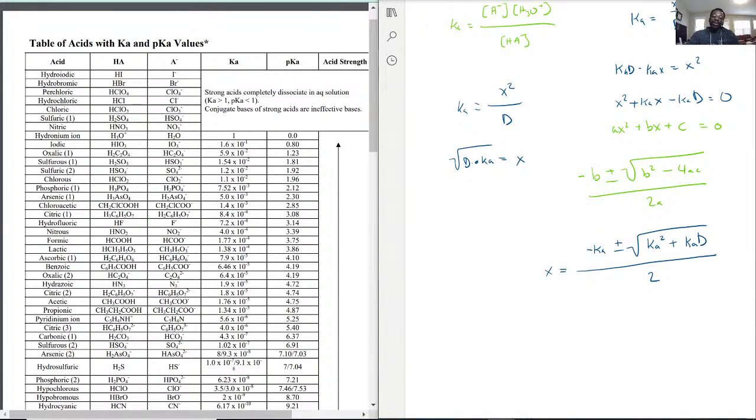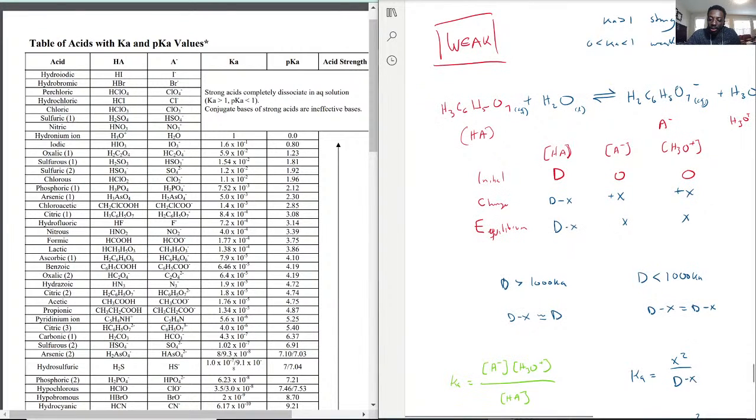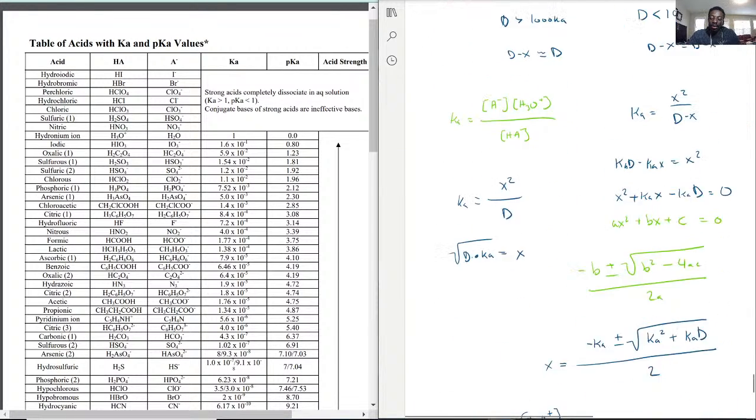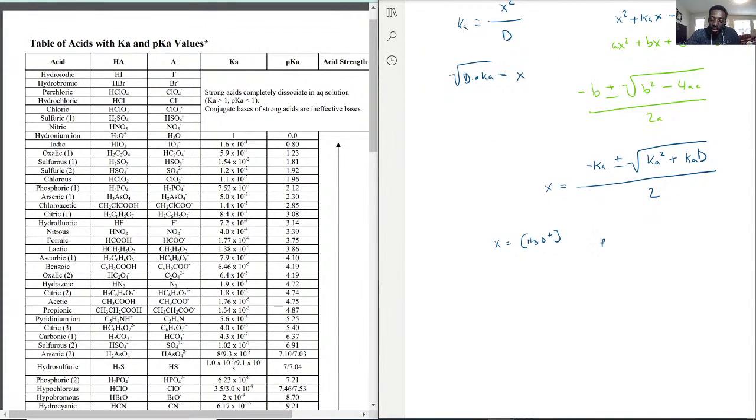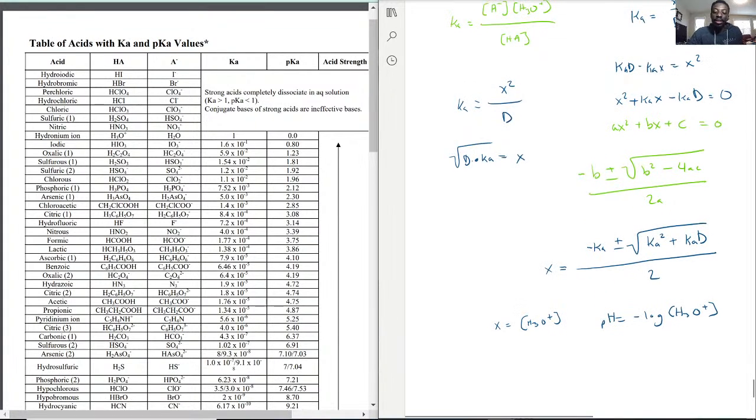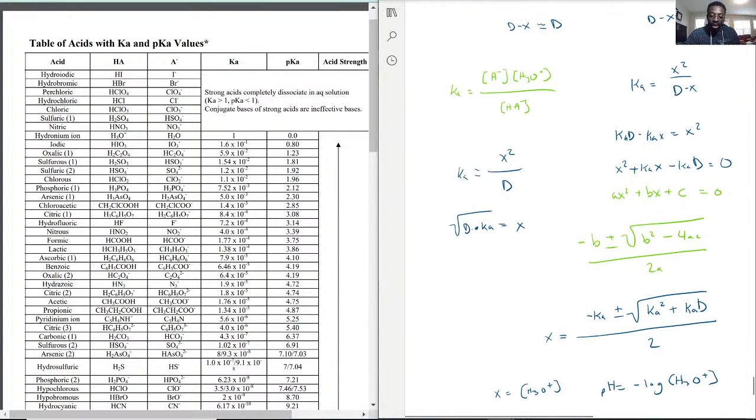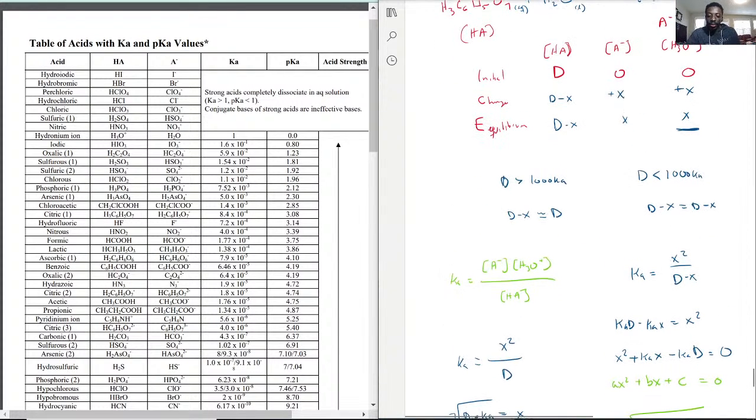So now that we've done all of that, that x is going to be our concentration of H3O as established over here. And then finally we can use this formula: pH is equal to negative log of H3O. As you can see, two paths lead to the same answer, at least for finding your concentration of H3O.